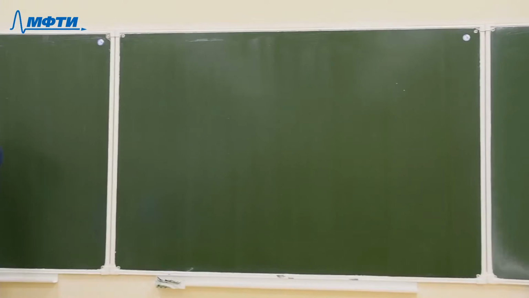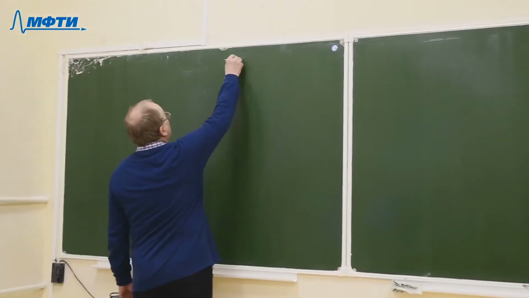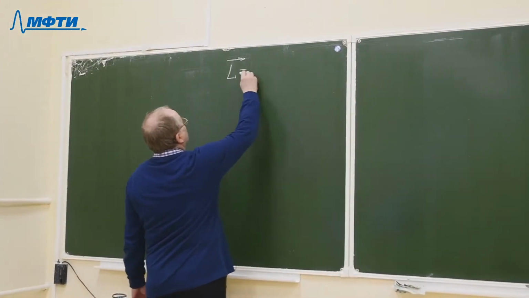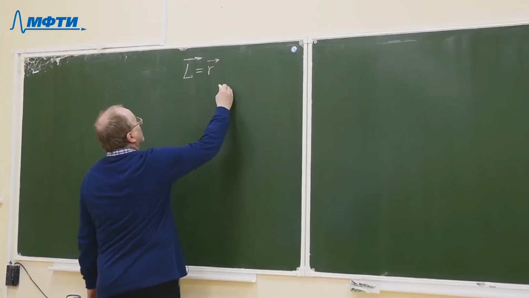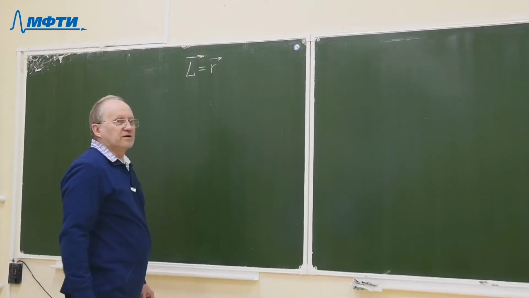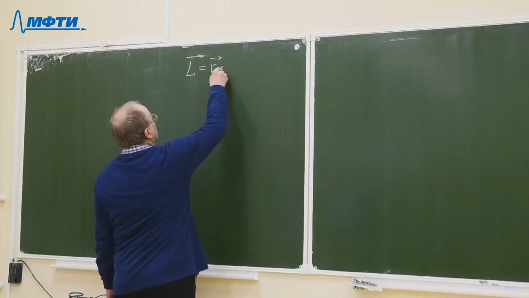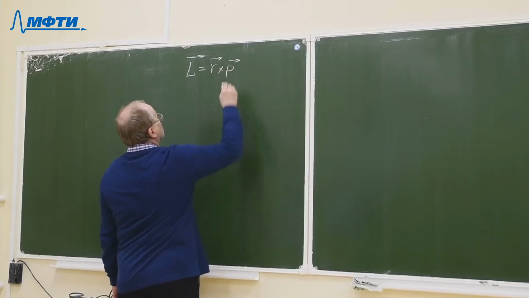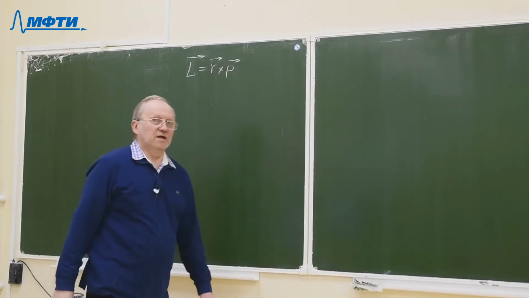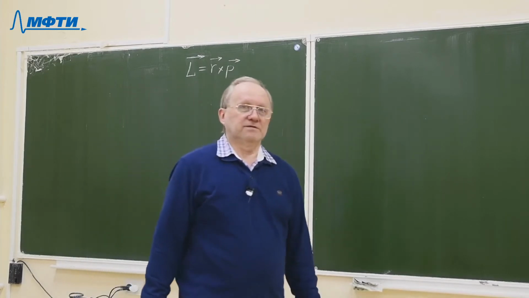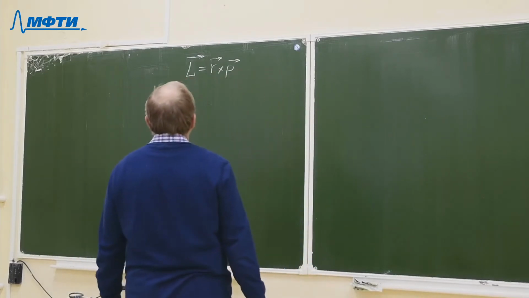So we defined angular momentum as the vector product of the radius vector r of a single particle times the momentum of this particle. And this is the angular momentum of a single particle.